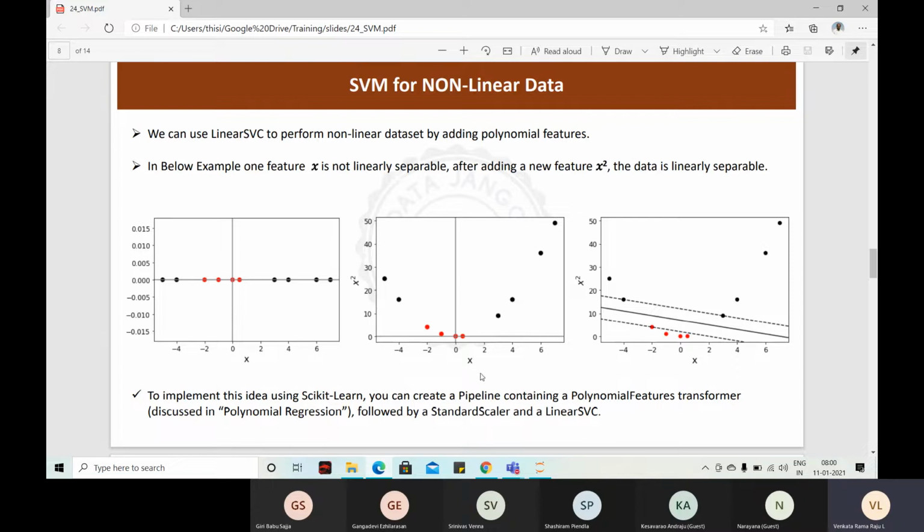We'll talk, right? So I have x: minus 5, minus 4, minus 2. So the data is like this. Let me try to show you the data set.